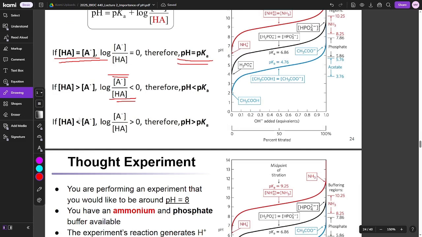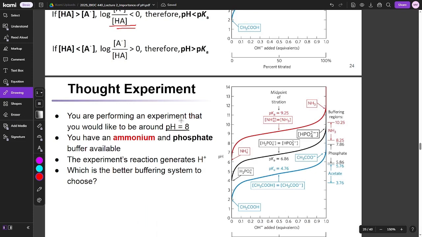On the contrary, if you take the A minus, more base than acid, log of any number over 1 is going to be greater than 0. Yeah, it's going to be a positive number, right? And so pH will be greater than pKa because now you're adding a positive number to pKa, right?